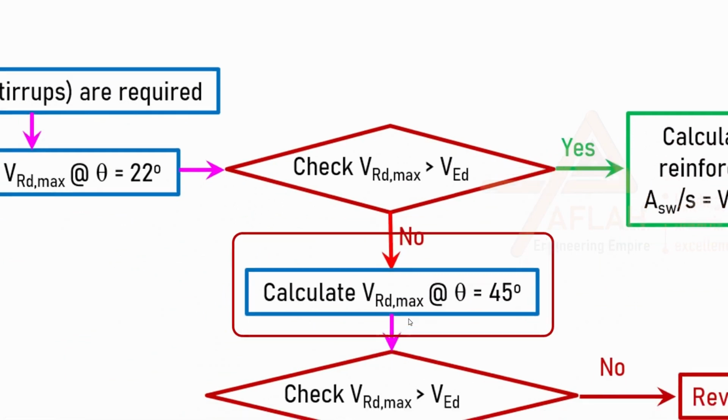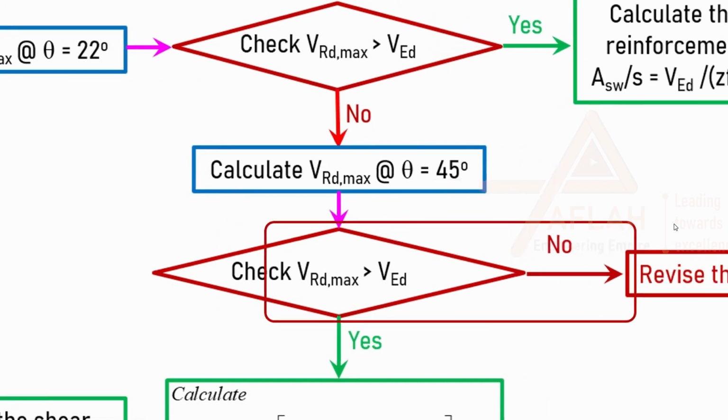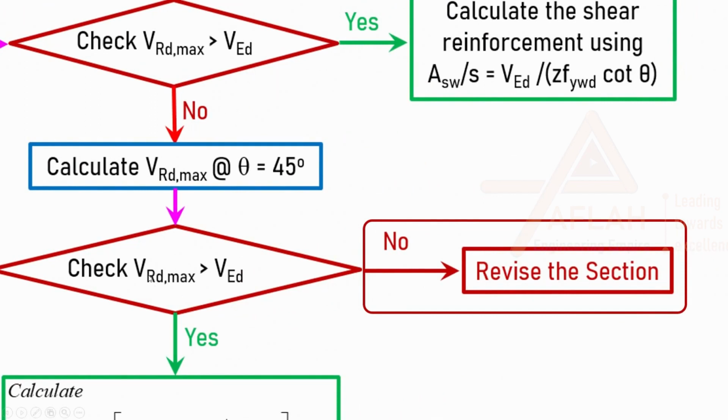Whether it is greater or less than matters. If VRD max is less than VED, you have to revise the section. If this is less than this, it means this is greater than this. So you have to revise the section because this element is going to fail, because at maximum, it cannot go beyond 45 degrees.